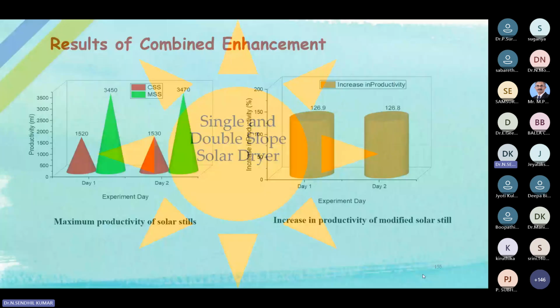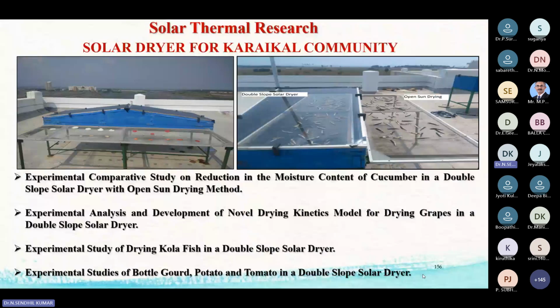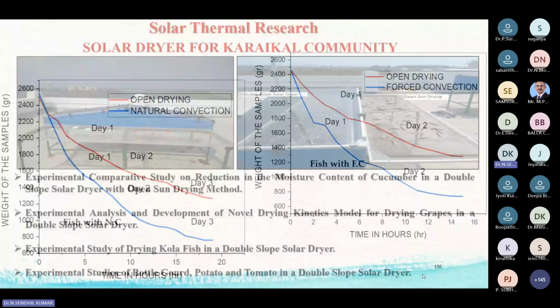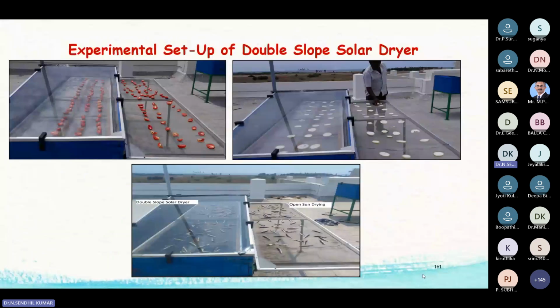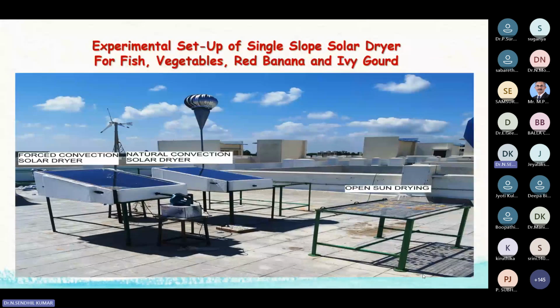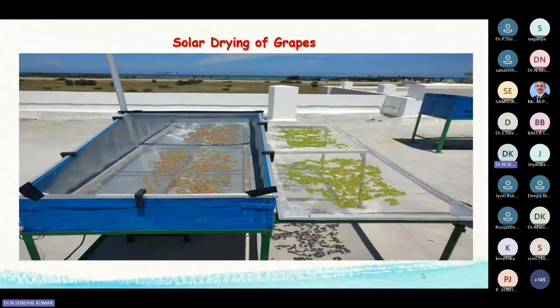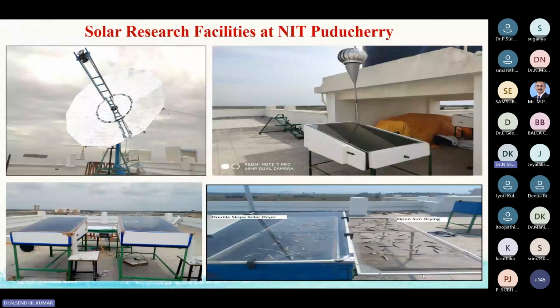So dryer means how to dry things, how to remove the moisture content. For that we are using the solar dryer. And then we are studying drying kinetics, how it is. Different red banana, tomato drying kinetics we are studying. And fish, vegetables, all those things, drying kinetics we studied. And converting the green grapes to dry grapes, that also we did. And then that kinetics we studied, how long it will take, natural convection, forced convection, all those things. These are all our experimental facilities available at NED Puducherry solar facility.